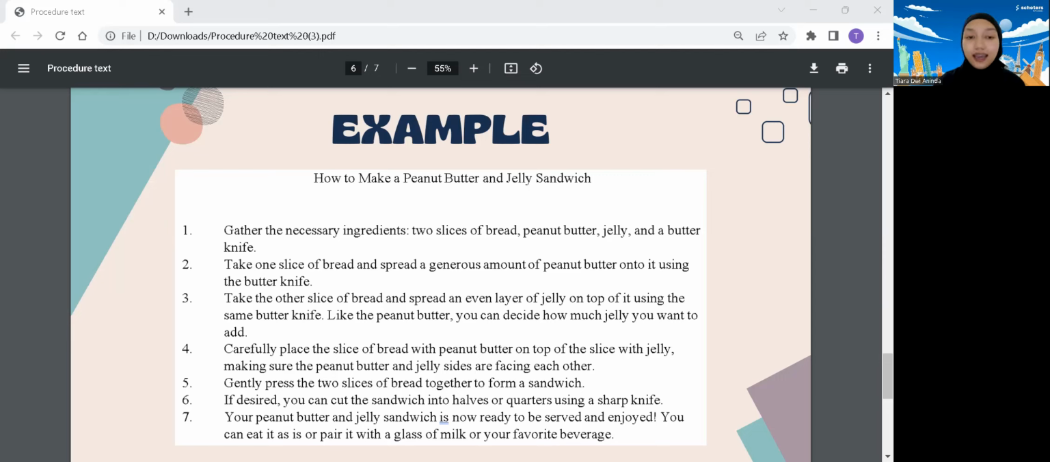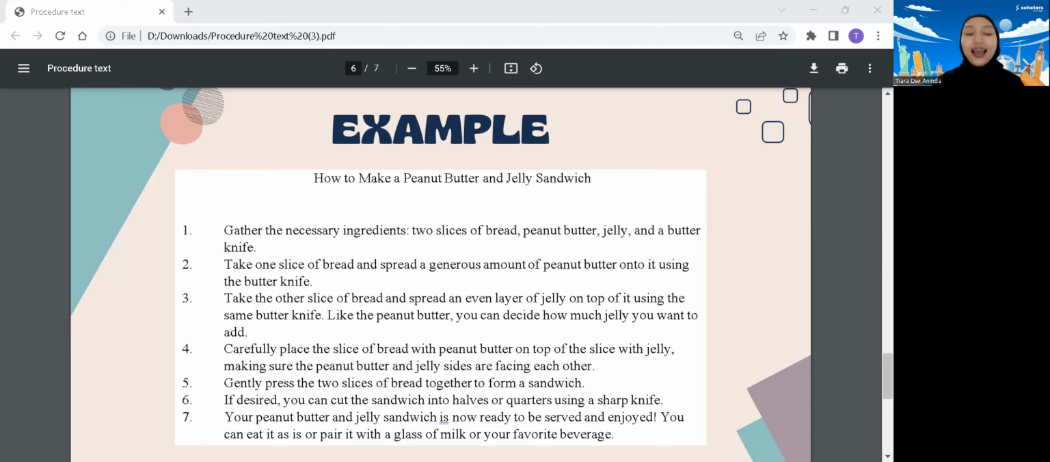And next is carefully place the slice of bread with peanut butter on top of the slice with jelly, making sure that the peanut butter and jelly sides are facing each other. Okay, the next step is gently press the two slices of bread together to form a sandwich. Here we are going to ensure that the peanut butter and jelly are evenly distributed between the two slices of bread.